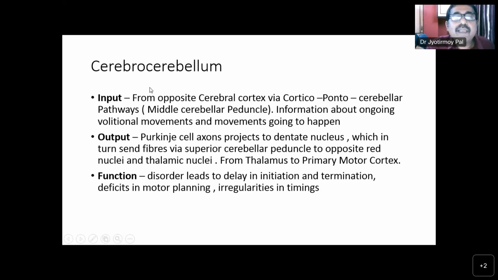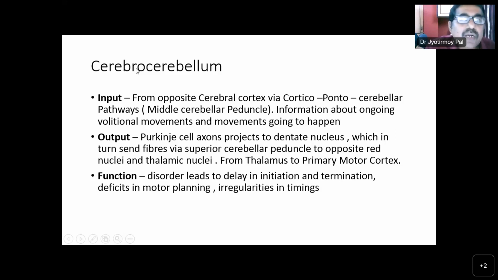The cerebrocerebellum I already described. It gets input from the cortex, then pons, then cerebellum. That is called the cortico-ponto-cerebellar pathway, which passes through the middle cerebellar peduncle, and this gives the required information about motor planning by the motor cortex. Output is through the dentate nucleus and goes through the superior cerebellar peduncle. So cerebral information comes through the middle cerebellar peduncle, and output goes through the superior cerebellar peduncle to the opposite red nucleus, then thalamus, then the primary motor cortex.